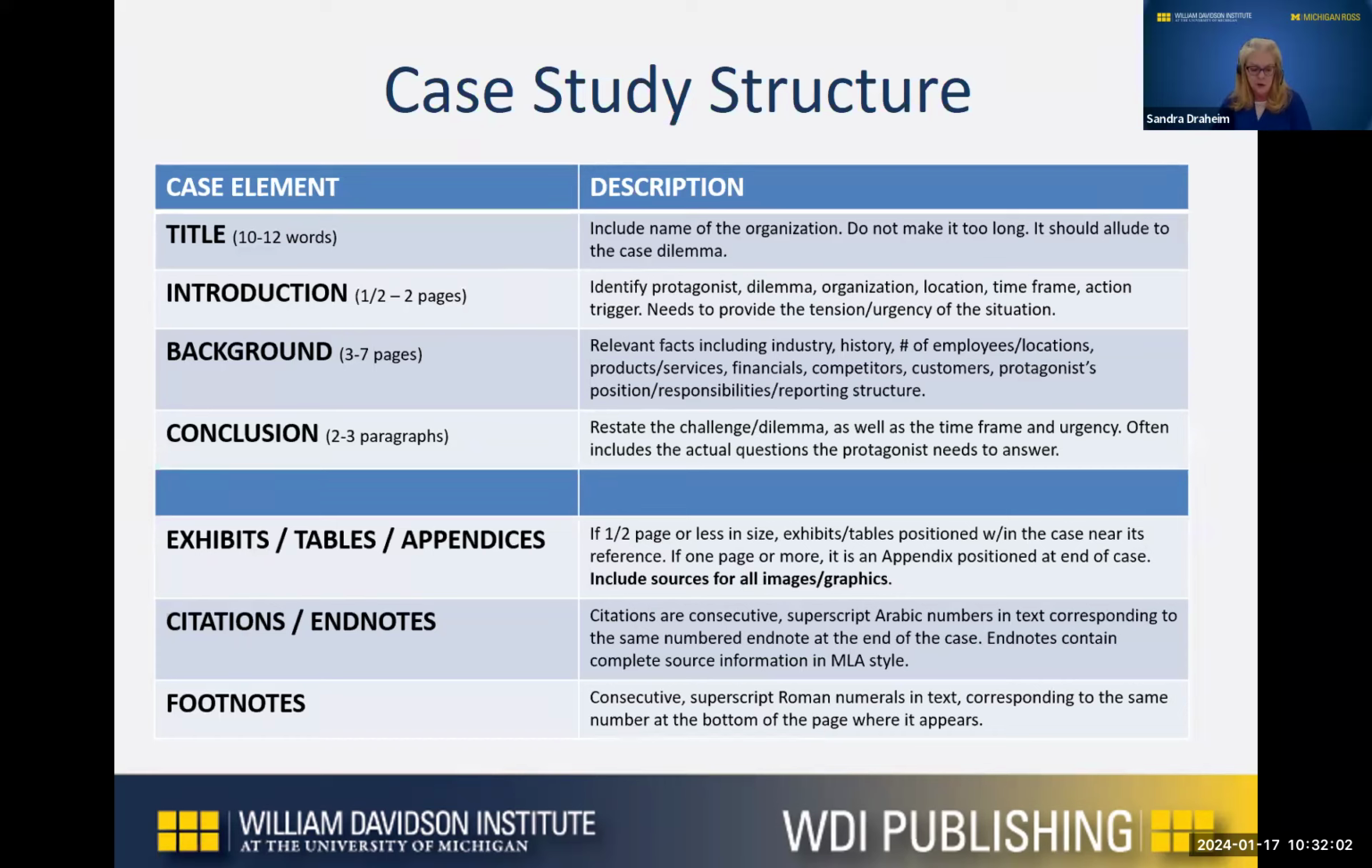And then the conclusion of the case should restate the dilemma, the time frame, and the urgency. Often a conclusion presents actual questions that the protagonist must answer, and it's okay to do that.